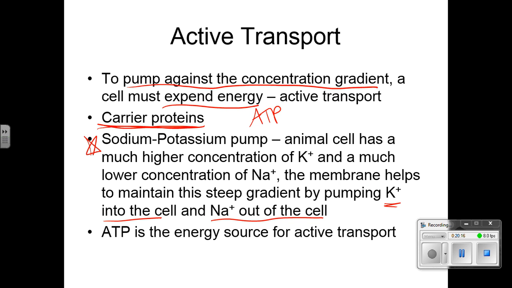Well, why would we want to maintain that gradient? It actually has to do with your neurons and neurons firing and cell signaling, which we will learn about around Unit 6, I believe. We'll talk about that. But there's a reason that it keeps this gradient, and it has to do with an action potential in a neuron. ATP is the energy source for active transport.